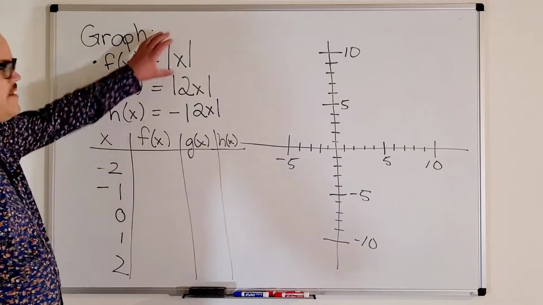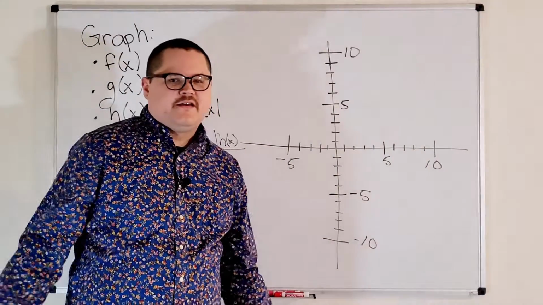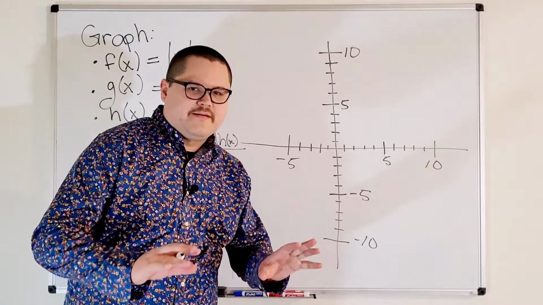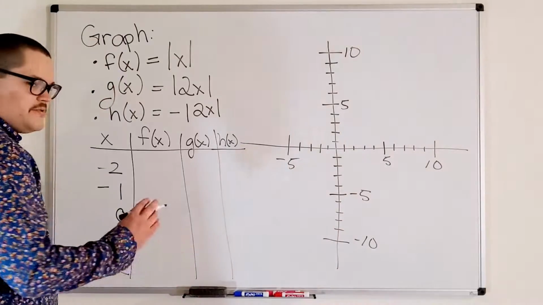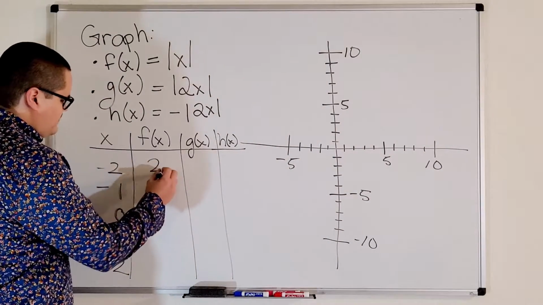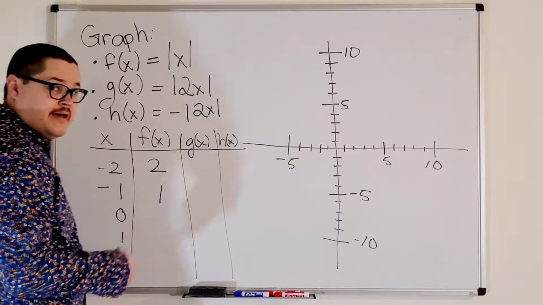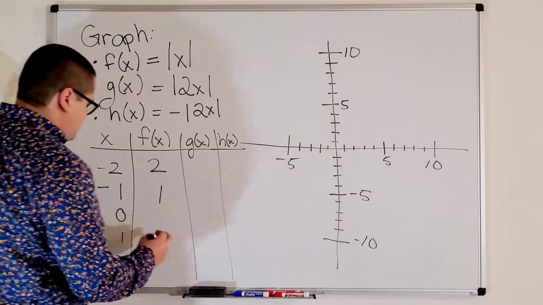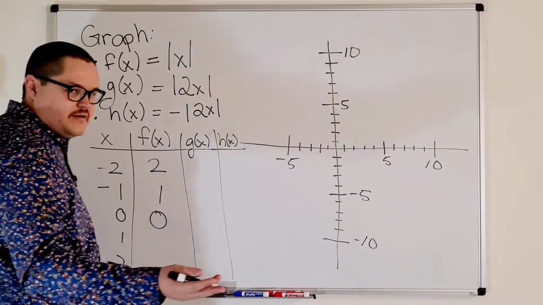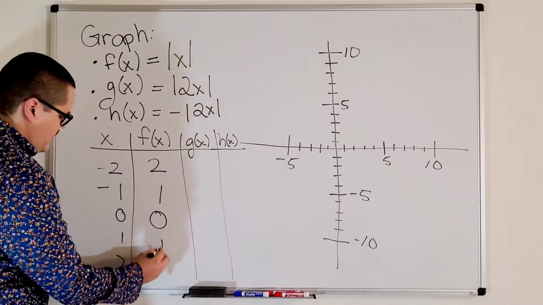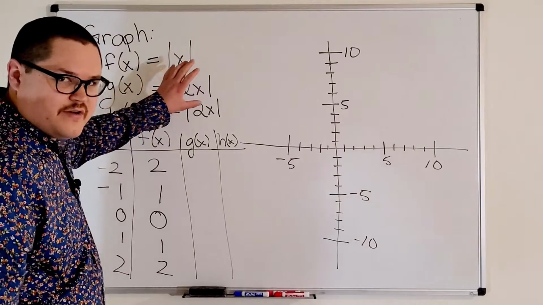The absolute value of x is the positive part of x. So if there's a negative sign, we drop it. If there isn't a negative sign, we don't do anything. So the absolute value of -2 is positive 2. Absolute value of -1, positive 1. Absolute value of 0, just 0. And the absolute value of any positive number is just itself. That takes care of f of x.